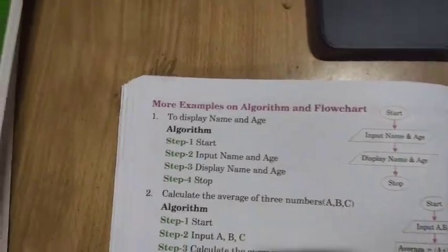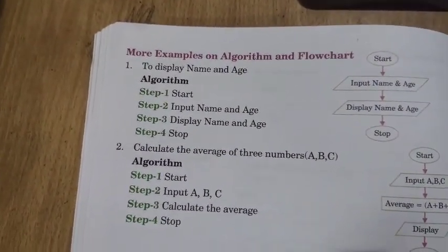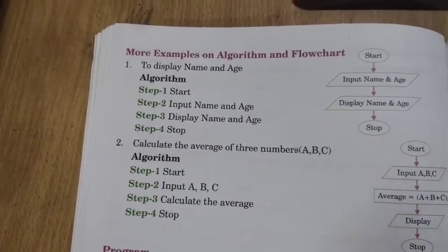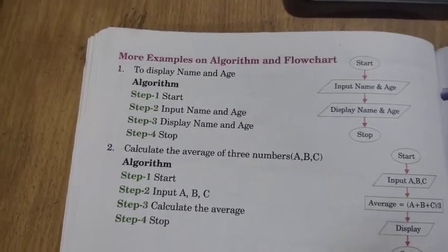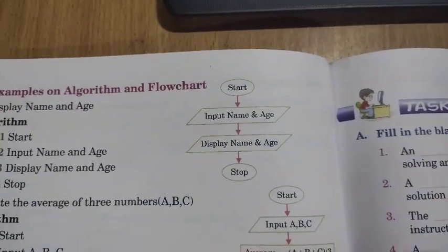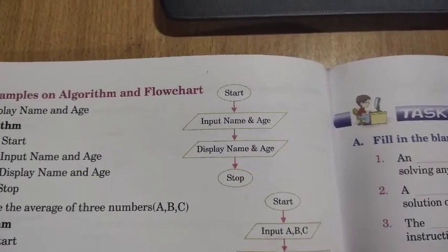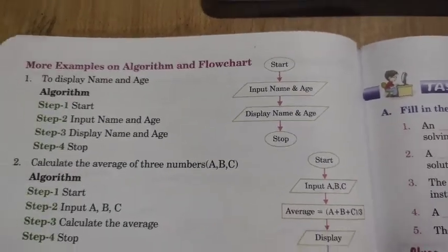So, more examples on algorithms and flowcharts. To display name and age: step 1 start, step 2 input name and age, step 3 display name and age, step 4 stop. The same thing we are writing with the help of a flowchart. Start, input name and age, next step display name and age, next one is stop.